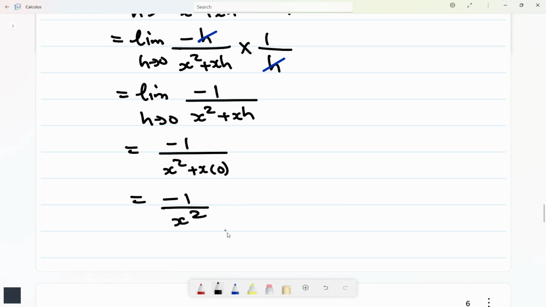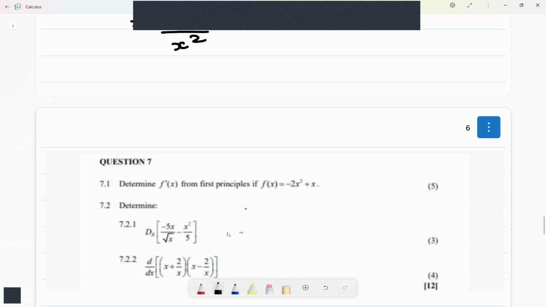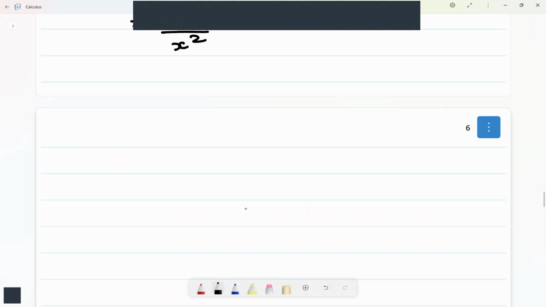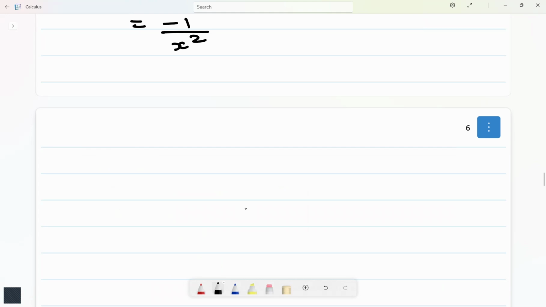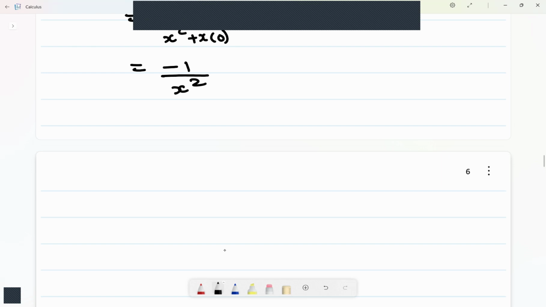Okay, yes. Now, let's move on to what we call differentiation rules. Okay, let me insert a page above. Good, good. Now, let's come to differentiation rules, or rules of differentiation.